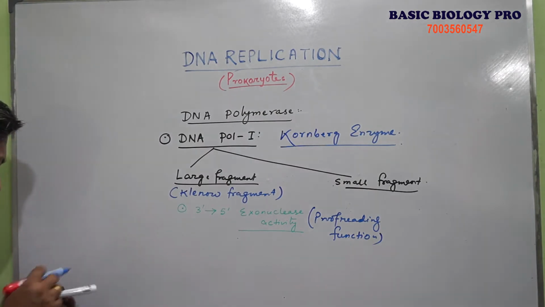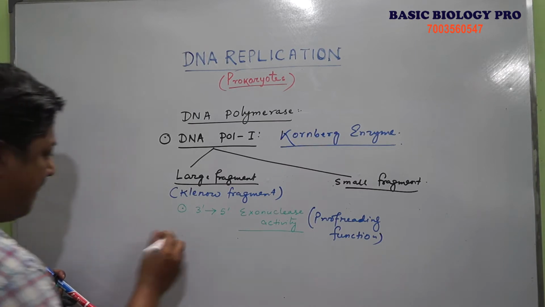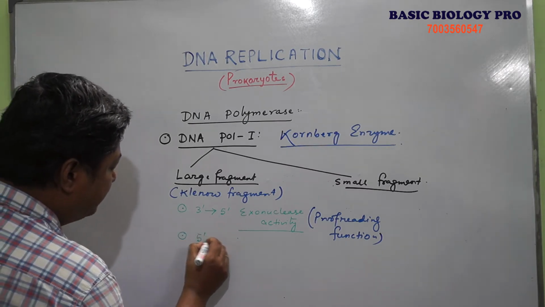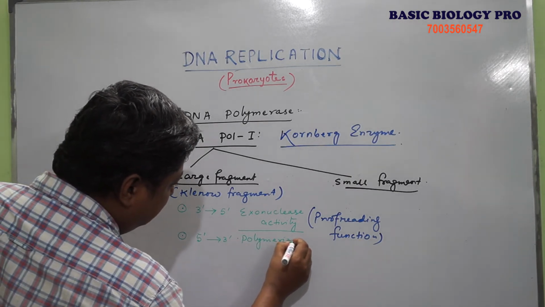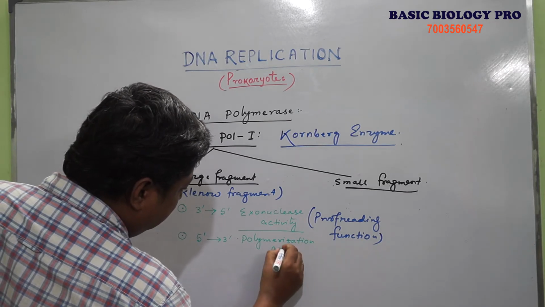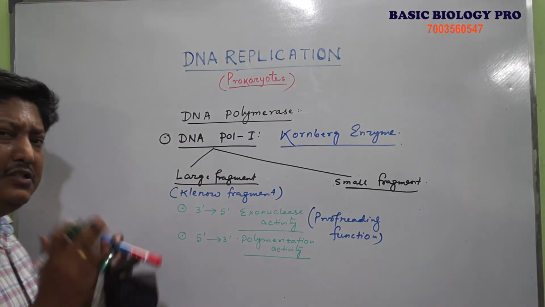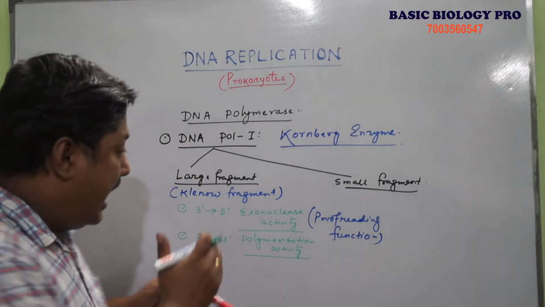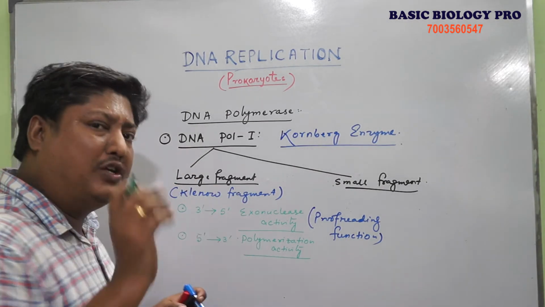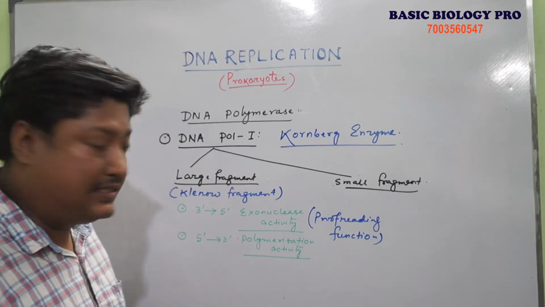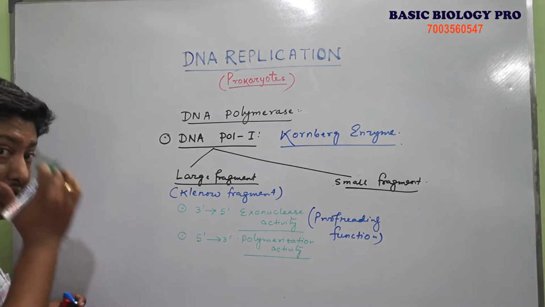And another important function is 5' to 3' polymerization activity. That is, it is able to synthesize small fragments of DNA after the removal of the short segments of RNA primers, that I will discuss later on. So these are the 2 major functions played by the large fragment or the Klenow fragment.